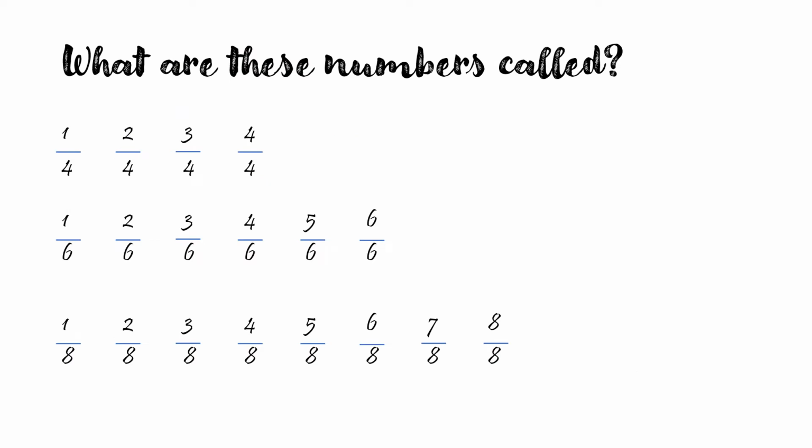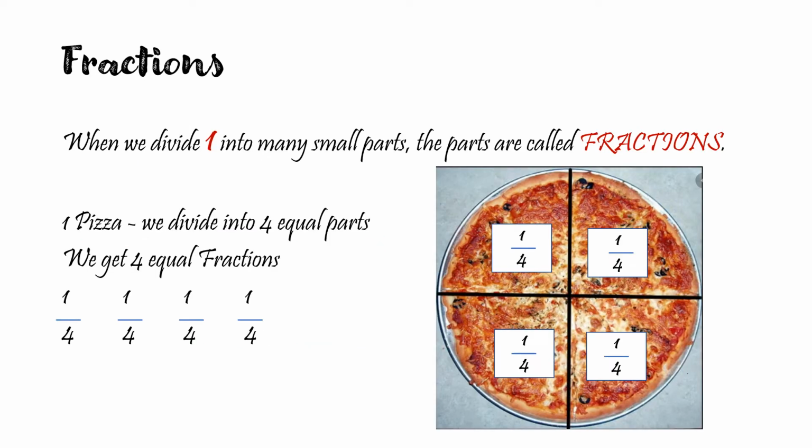So, all the pizza slices that we are talking about, 1 by 4, 2 by 4, 3 by 4, 1 by 6, 1 by 8, what are these numbers called? These numbers are called fractions. When we divide 1 into many small parts, these small parts are called fractions. If we look at this pizza and we divide it into 4 equal parts, we get 4 equal fractions. And these fractions are 1 by 4 each.